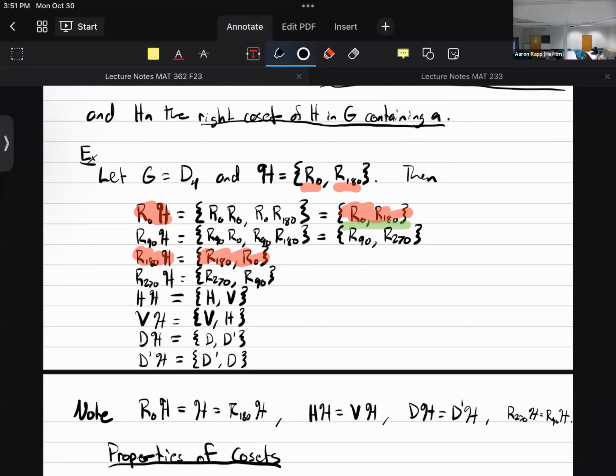Right here, the elements in the coset with horizontal flip and vertical flip, those two elements, the diagonal. Do they share any elements in common? No. If I go across the second diagonal, the left coset of H containing R90, do they share any common elements? No. We can see all combinations of these cosets are either the exact same or completely disjoint. And that disjoint property is going to be very big when I give us Lagrange's theorem.